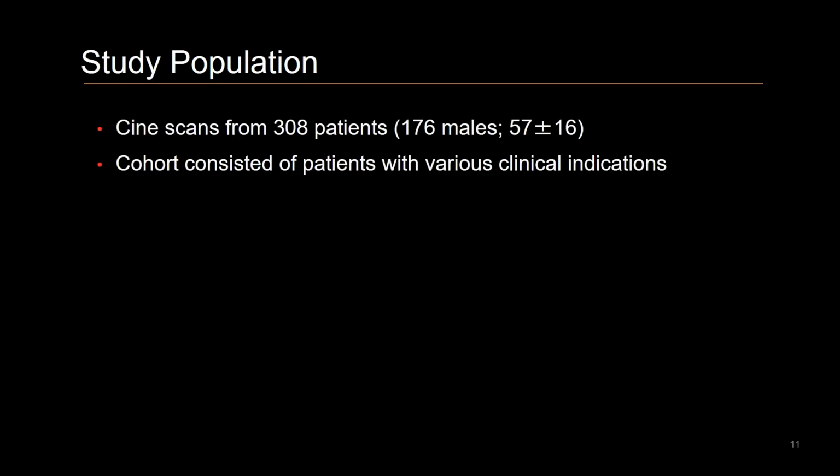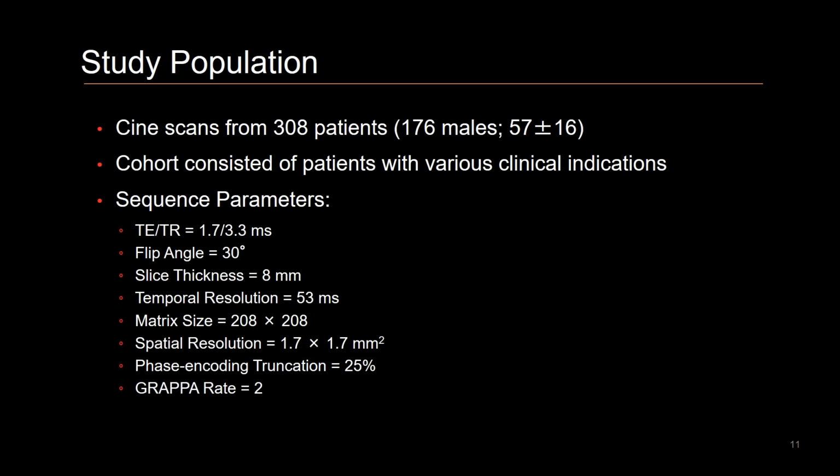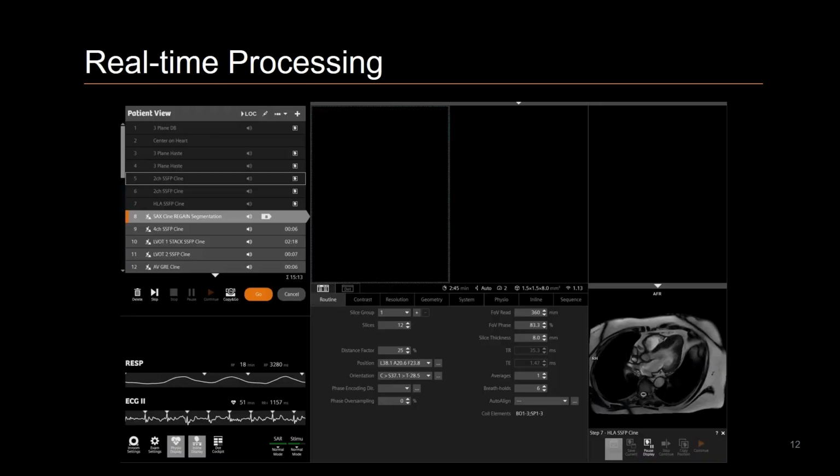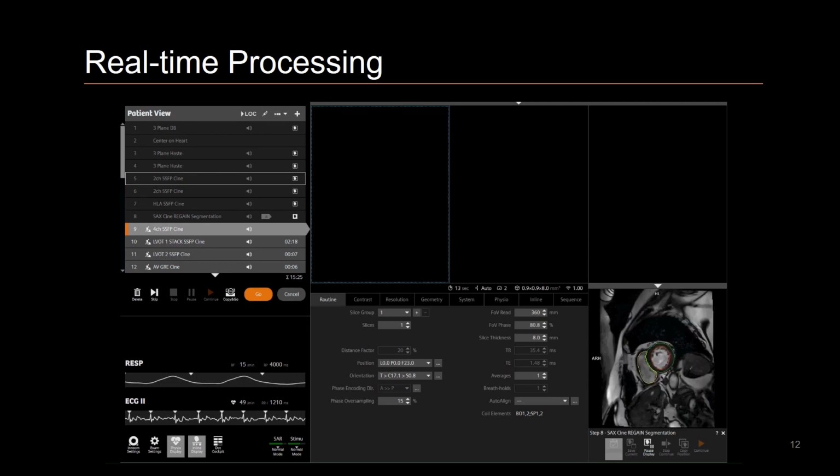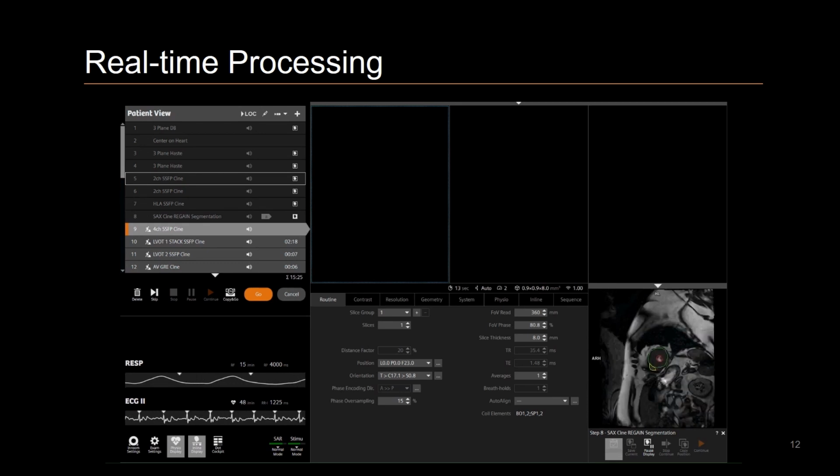We assessed the feasibility of the automated plug-and-play platform for inline cine segmentation in 308 patients referred for clinical CMR. Cine images were acquired with an accelerated protocol with the following imaging parameters. When the sequence is run on the scanner, the data will be processed in real time, and we will begin to see the contoured images appear in the bottom right corner of the screen.